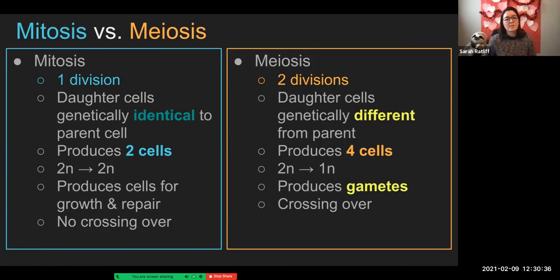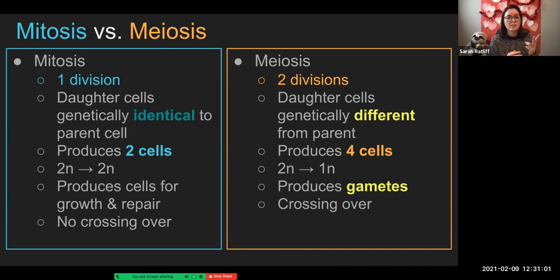Here it is in words. Again, repetition, repetition, repetition. Mitosis, there's only 1 division. Meiosis, there's 2. Mitosis, daughter cells are genetically identical. We're making perfect copies every time. Meiosis, the daughter cells are different. Crossing over, independent assortment, they're creating that genetic diversity.